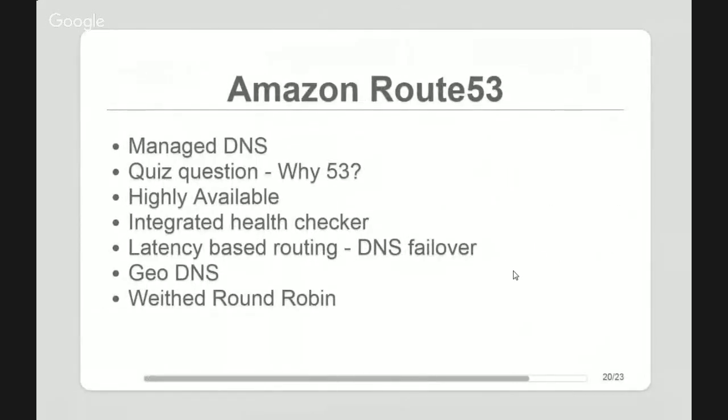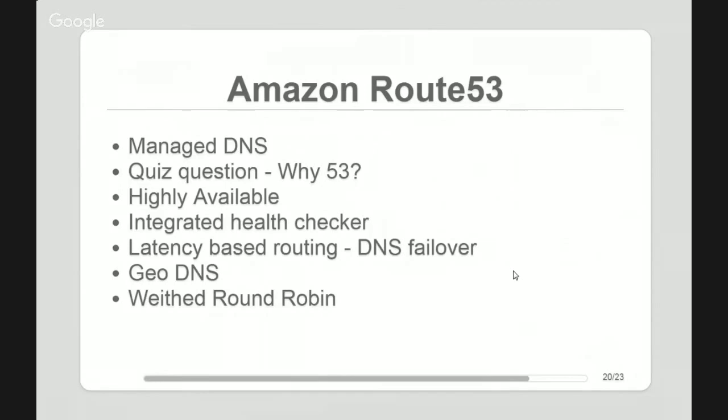Another interesting service is Amazon Route 53. It's managed DNS. And does anybody know why it's 53? What the number means? No. 53 is the port used by DNS. So that's why it's Route 53.